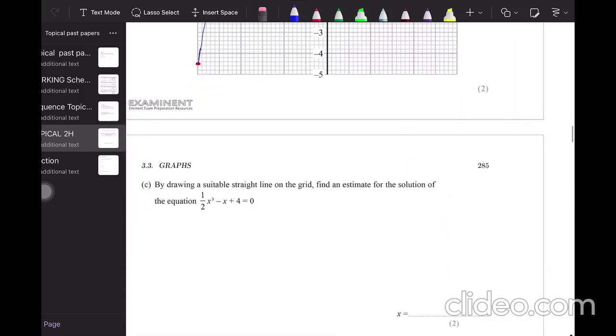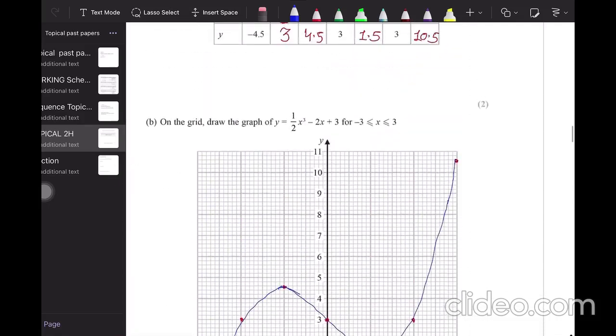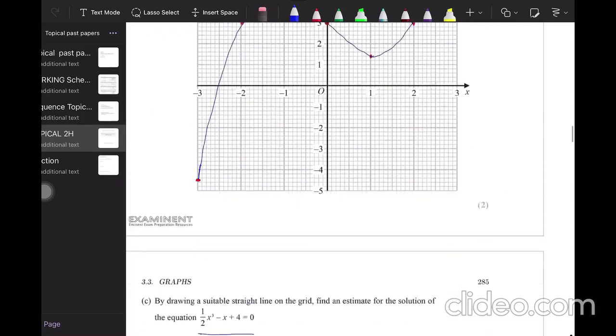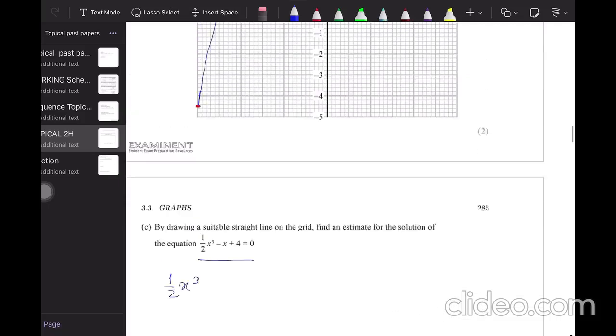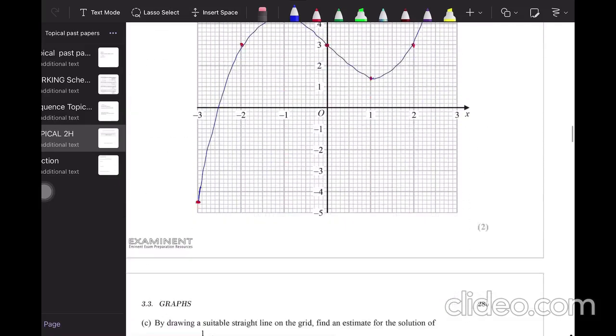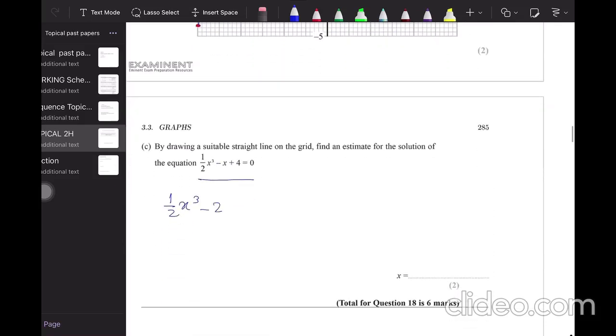Right, now the C part says that by drawing a suitable straight line on the grid, find an estimate of the solution of this equation, half x cubed minus x plus 4. But if I see my function in the graph, it is half x cubed minus 2x plus 3.